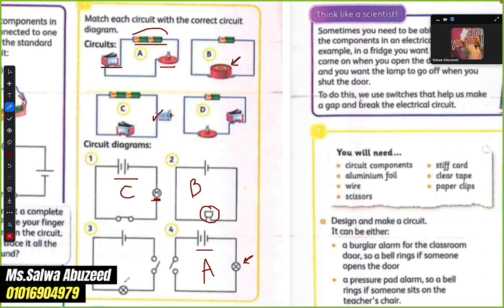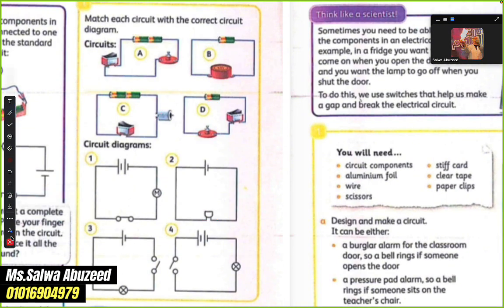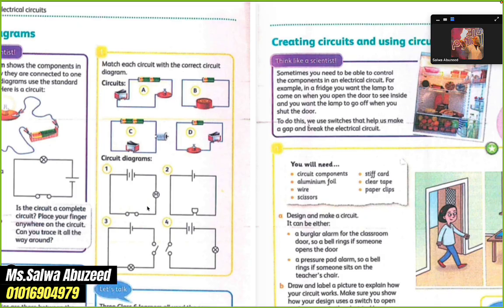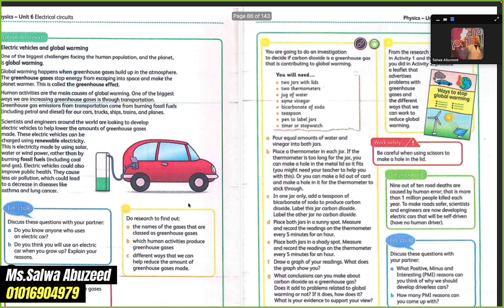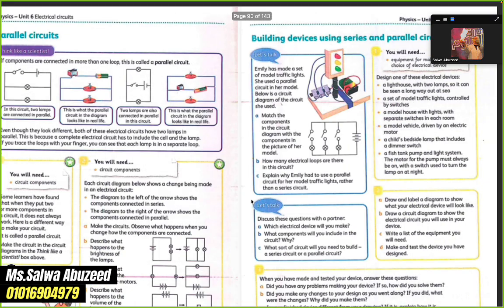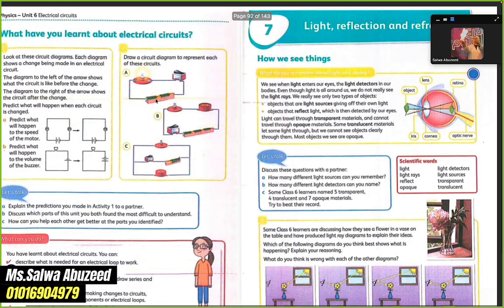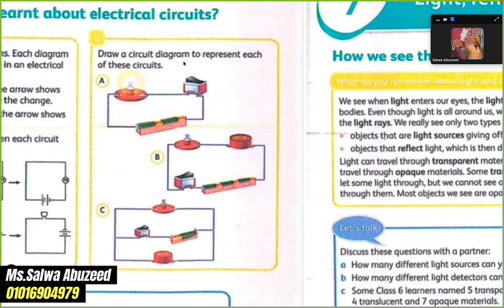And this one only has a lamp and 1 cell, which is going to be one cell, 1 lamp. It will be letter D. So this is a really important question. I need you to know how to draw the symbols correctly. Also, there is another question, this question as well.